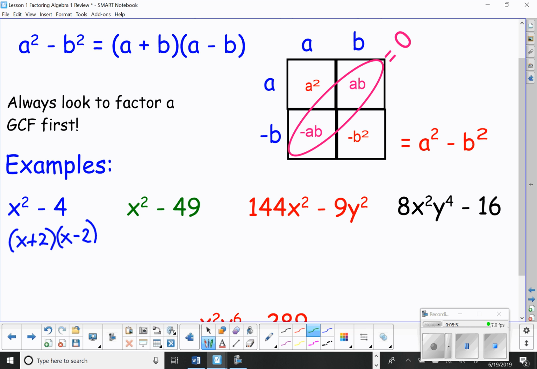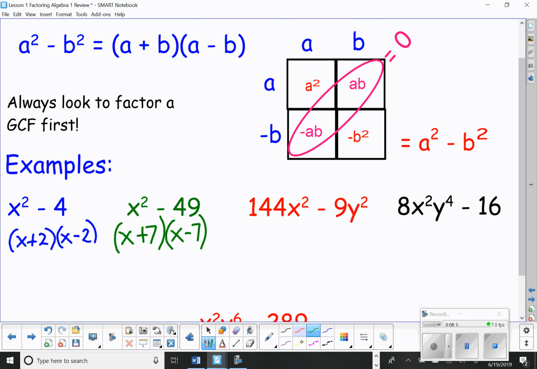But there's nothing special about it. Next up, we have x squared minus 49. X squared is a perfect square and 49 is a perfect square. Using our pattern, we have x, the square root of 49 is 7. So it's x plus 7, x minus 7.